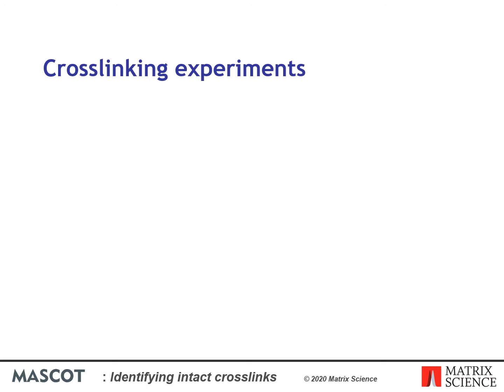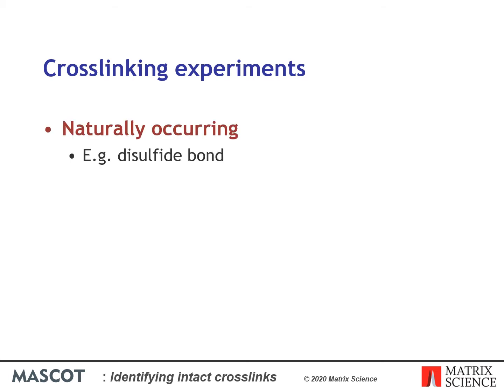Crosslinks can be roughly divided into naturally occurring and artificially created. An example of a naturally occurring crosslink is the disulfide bond. In most experiments, disulfide bonds are of no interest, so they are cleaved with a reducing agent prior to analysis. But if the goal is to study protein folding, identifying the sites linked by a disulfide bond is crucial.